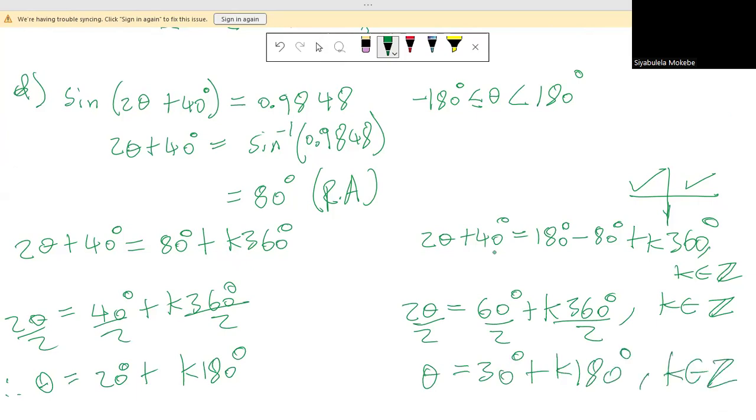So this is what you have. Again, that is your general solution. But we're not looking for the general solution here. So we must do what? We must substitute.